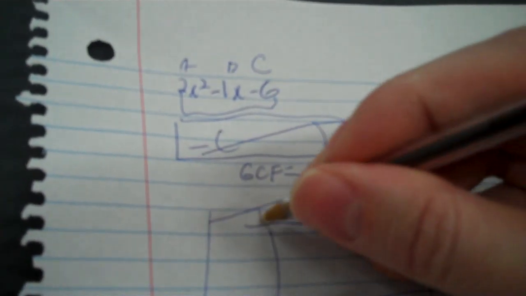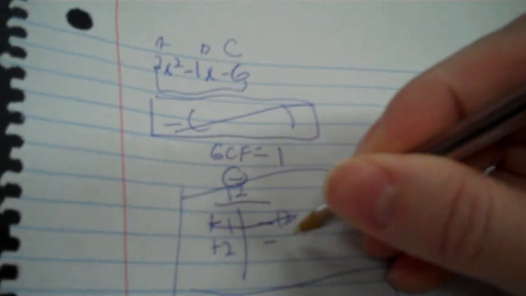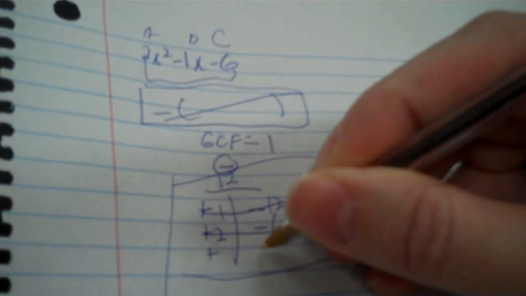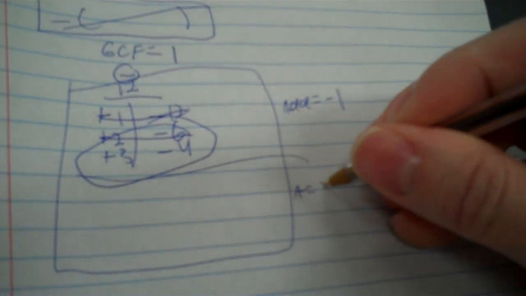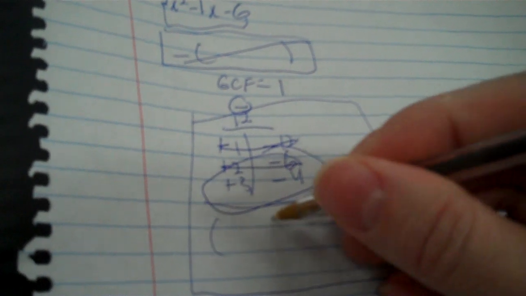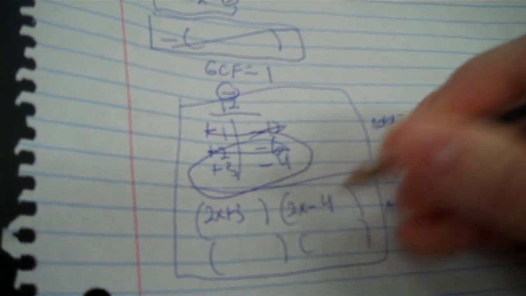2 times negative 6, A times C would be negative 12. So it's a positive times a negative, and we need to add to try to get to negative 1. Okay, 1 and 12, no. Divide by 2, you get 6, nope. Divide by 3, you get 4, cha-ching. Okay, and it's negative 1. Now your A is 2, so you're going to need 4 parentheses starting with 2x, 2x. 2x plus 3, 2x minus 4.